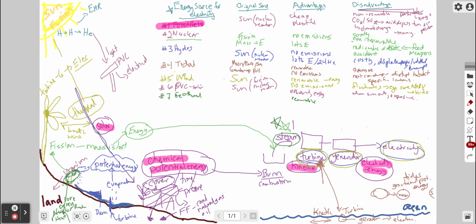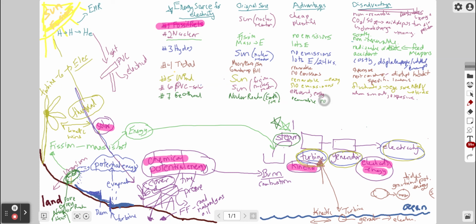Okay, so the original source is going to be the mass that's lost in the nuclear reaction. So we've got a nuclear reaction inside the core. So we can say nuclear reaction, Earth core.